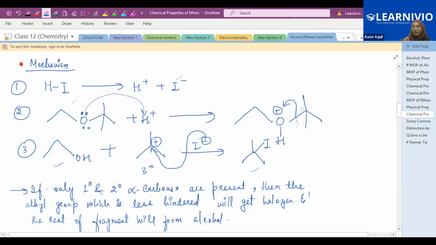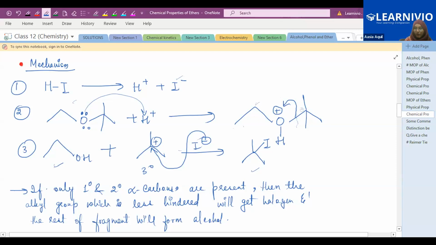So unstable है due to that, यहाँ से ये bond will cleave. This carbon and oxygen bond will cleave from here, and you will get alcohol. Once the bond is cleaved over here, it will form the carbocation. This will form carbocation, right?